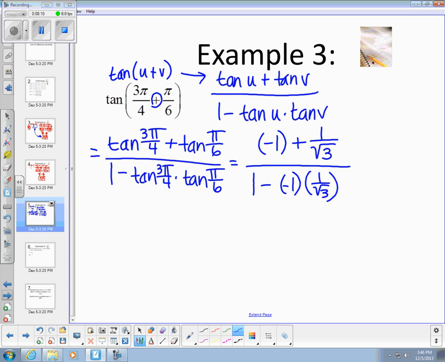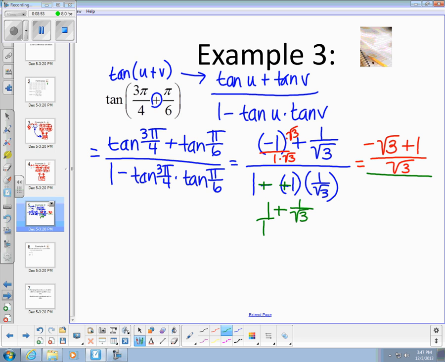Okay, now I'm going to need to do some addition in the numerator. I'm going to put this over 1. My common denominator is square root of 3, so I'm multiplying top and bottom times the square root of 3. Okay, and that will give me negative square root of 3 plus 1 all over square root of 3 because now they both have the same denominator. Okay, for the bottom, negative 1 times 1 over square root of 3 is really just negative 1 over square root of 3. And since I have a negative and a negative here, that's going to change to a plus.